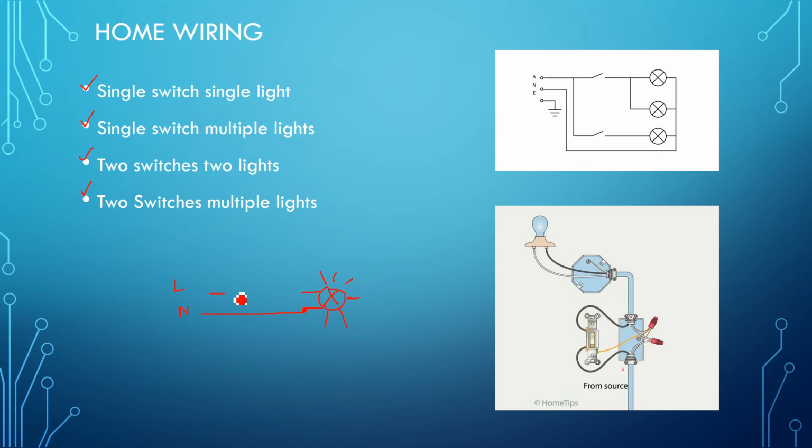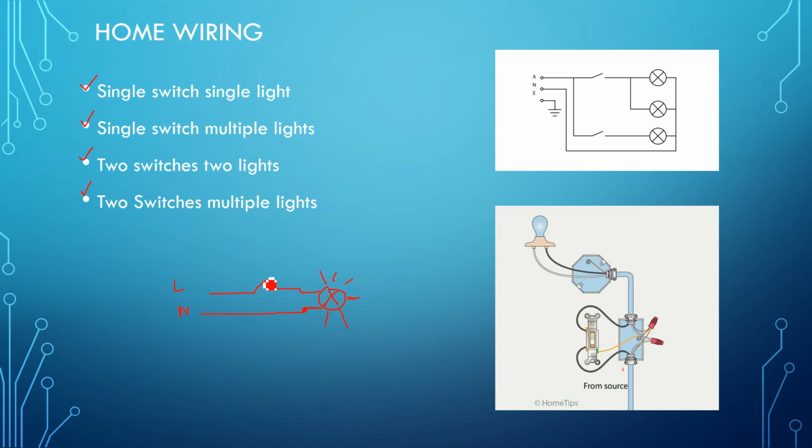Why will we select the phase line? Because the phase line is at higher potential, and the neutral line is at zero potential. So if something happens here, somebody touches it, or if it is even connected, it will not create any problem. If the phase wire gets touched with the light, or if somebody touches it, then he will get a shock. So that's why we need to put the switch in the phase line.